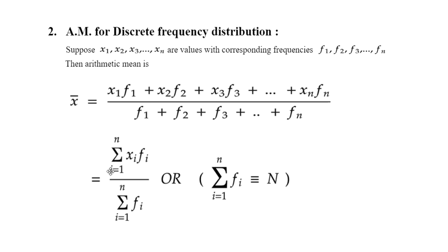We can write this formula also as summation, i varies from 1 to n, as we have been given n observations, xi fi, divided by the total number of observations, that is summation of fi, i varies from 1 to n. We can write summation of fi, i varying from 1 to n, also as capital N.